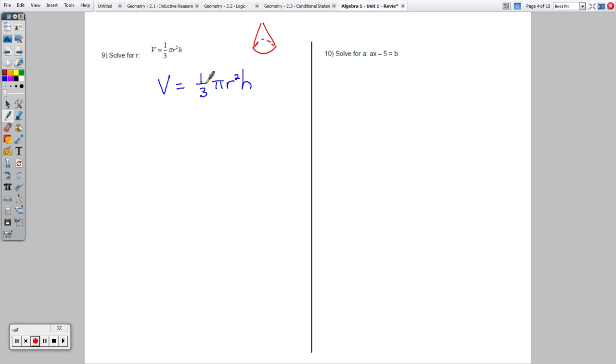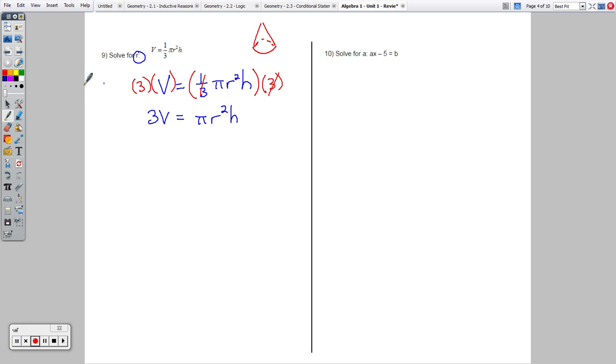So it looks like, to get rid of this 1/3, I can multiply by the reciprocal of 1/3. I can multiply both sides by 3. That's how I'm going to start this one. The 1/3 and the 3 will cancel each other out. You have 3v then equals pi r squared h. And we're trying again to get r by itself.